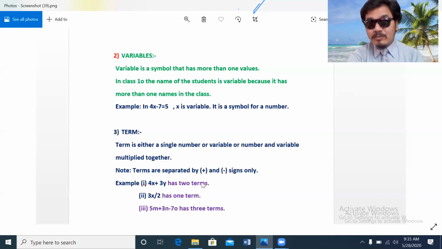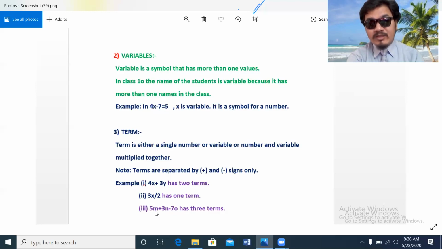This has two terms because one term is 4x and the other term is 3y. These two are separated by this plus sign where I'm pointing. Similarly, the second one is 3x divided by 2. This slash is divide. It has one term, because I told you that divide does not separate the term. This has only one term.